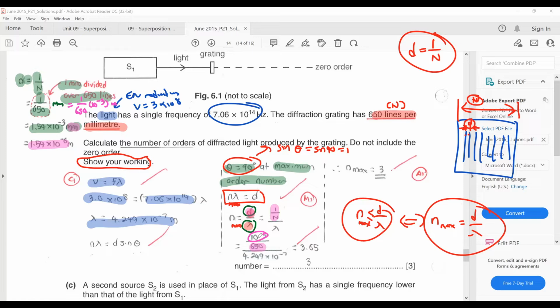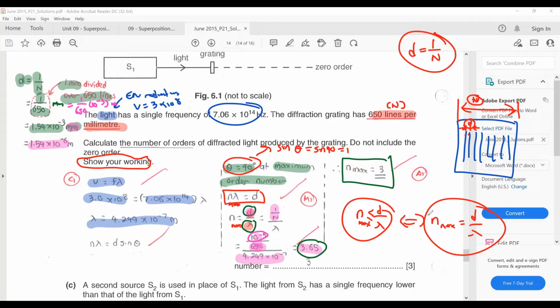So you have the value of d, you have the value of wavelength. Eventually, you will get the value of n max as 3.65. Remember, I mentioned to you, don't ever round up your values regardless of what you see. Always round it down. By right, normally you would round this up to 4. But I mentioned to you specifically for diffraction grating, when it comes to maximum order number, just round it down. So your maximum order number is actually just 3. So that one is for this.